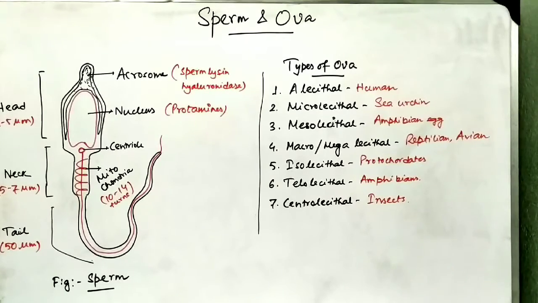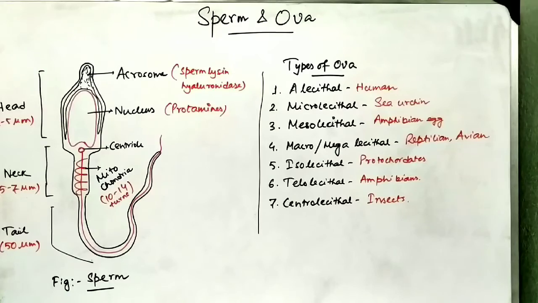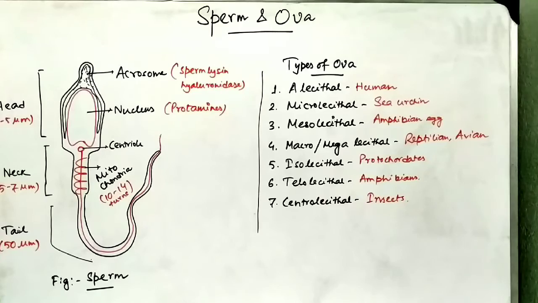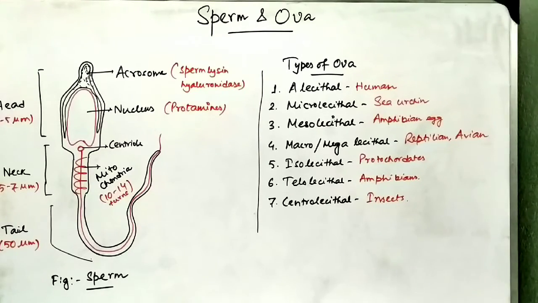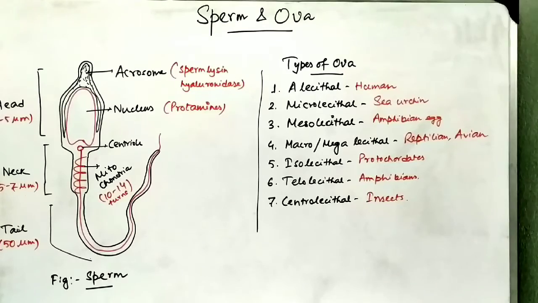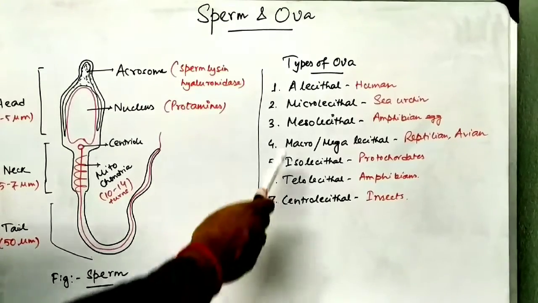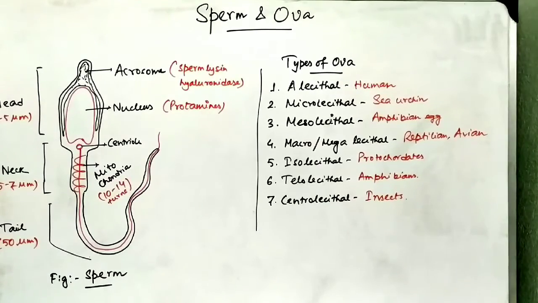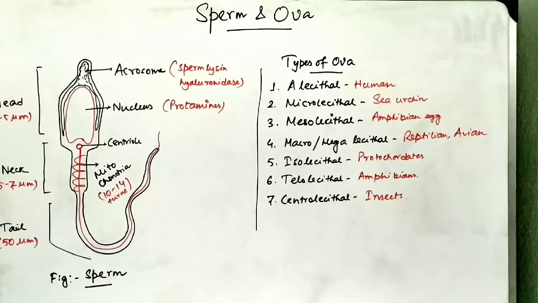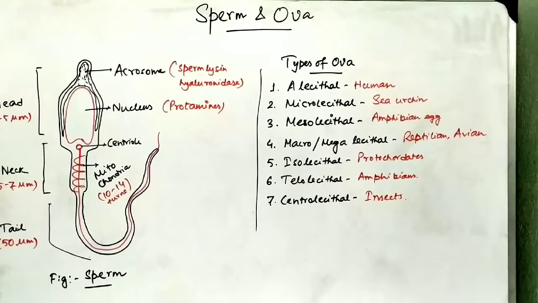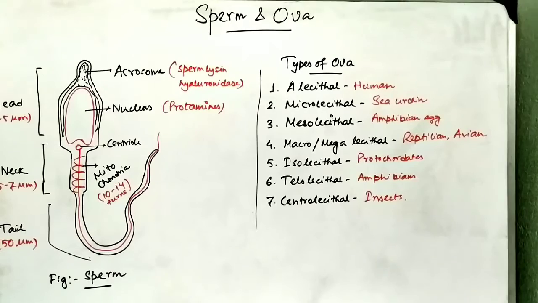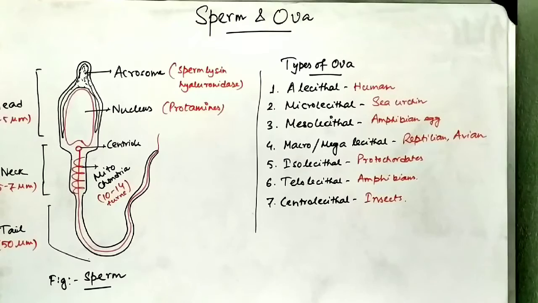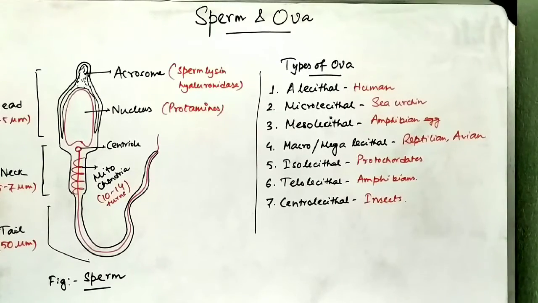The A means no yolk is present, so it is named alecithal ova, and the alecithal egg is found in humans where no yolk material is present. Next, microlecithal. Micro means a small amount of yolk is present, as in the sea urchin, an echinoderm, or in some lower chordates. So these eggs are called microlecithal eggs.